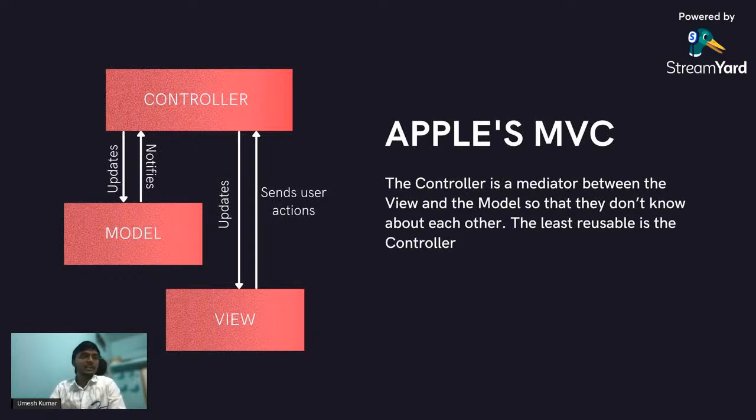Let's suppose we give an example. When you are interacting with the app, you are interacting with the view, and it will send any actions of yours to the controller, and that will be updated in the model. After the update, it will notify the controller, and the controller will have some business logic and user logic which will implement the feature or function, and it will update the view.